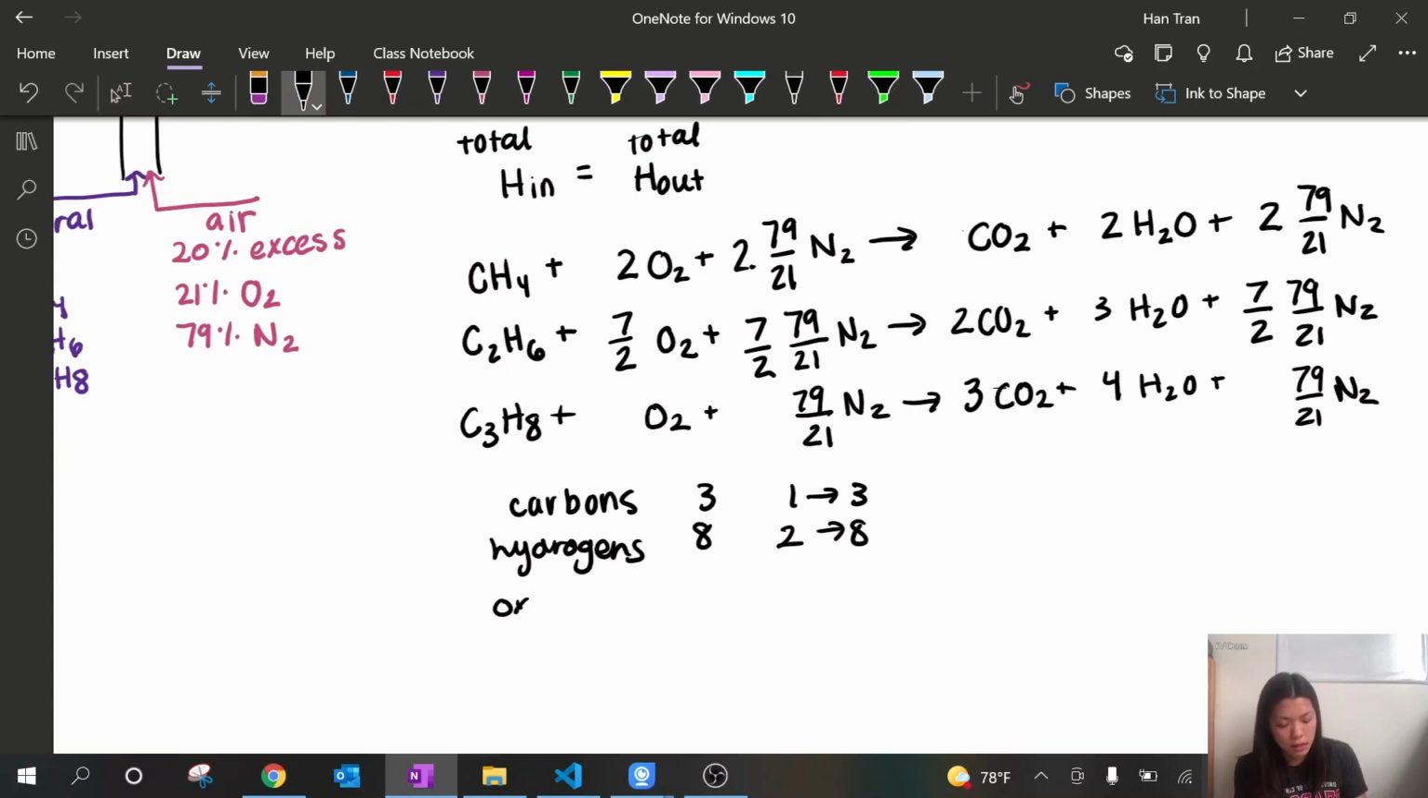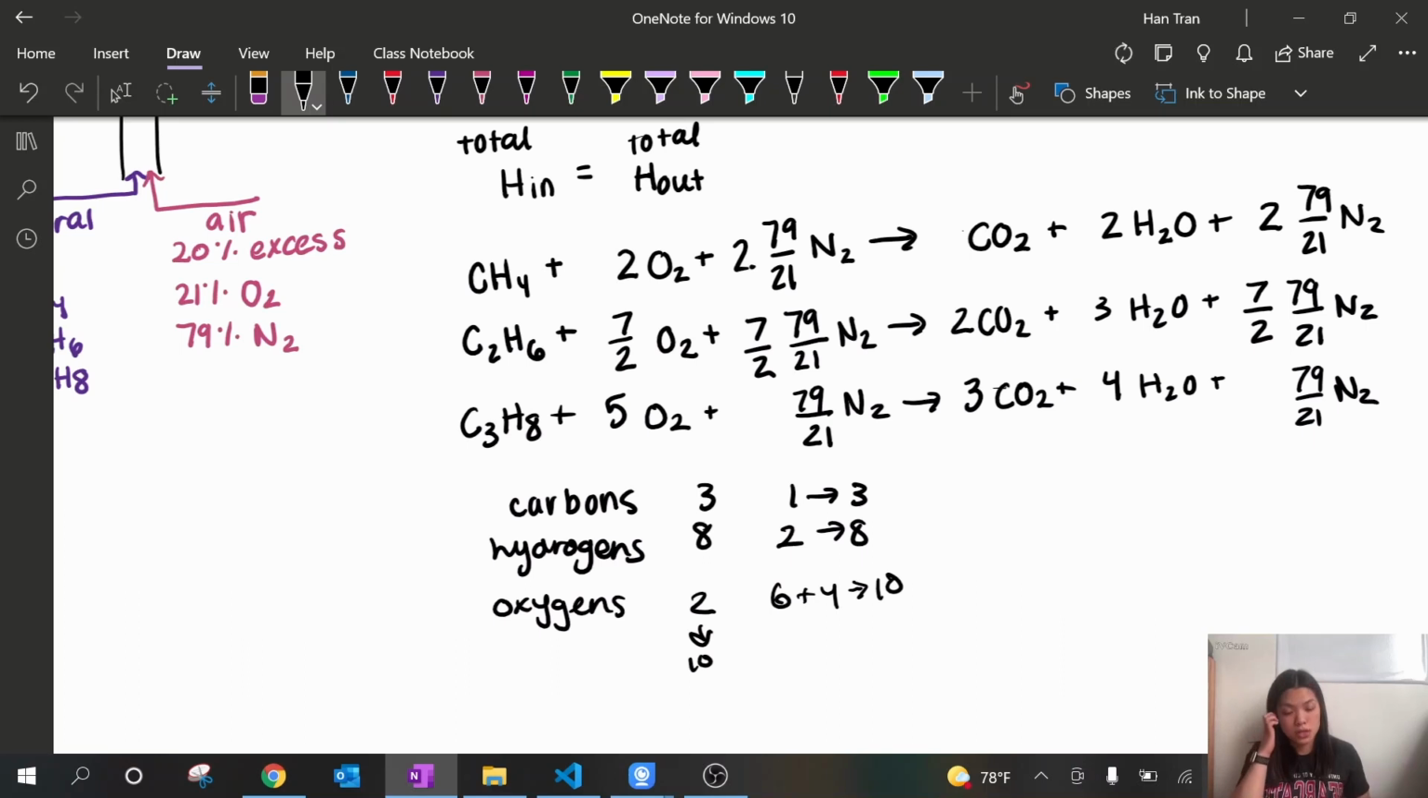Now we take a look at our oxygens. So on the right, we have 2, and on the left, we have 6 from the carbon dioxide and 4 from the water, which gives us 10. So if we have 5 moles, that will give us the 10 oxygens, 5 multiplied by 2. And so now that is our balance.